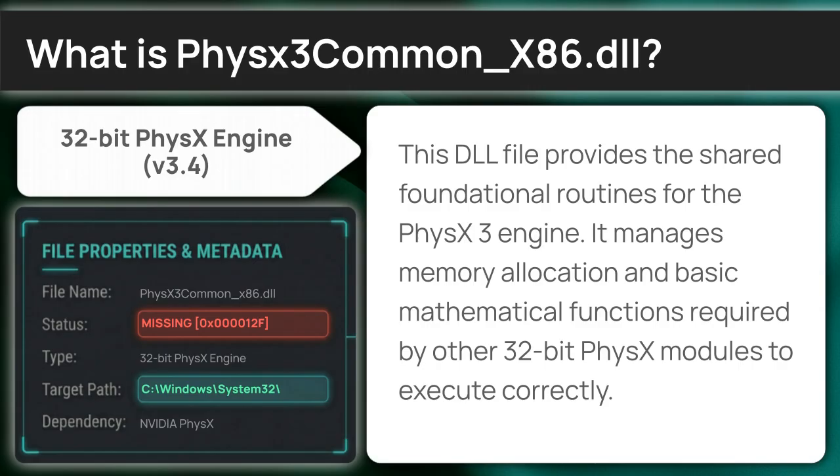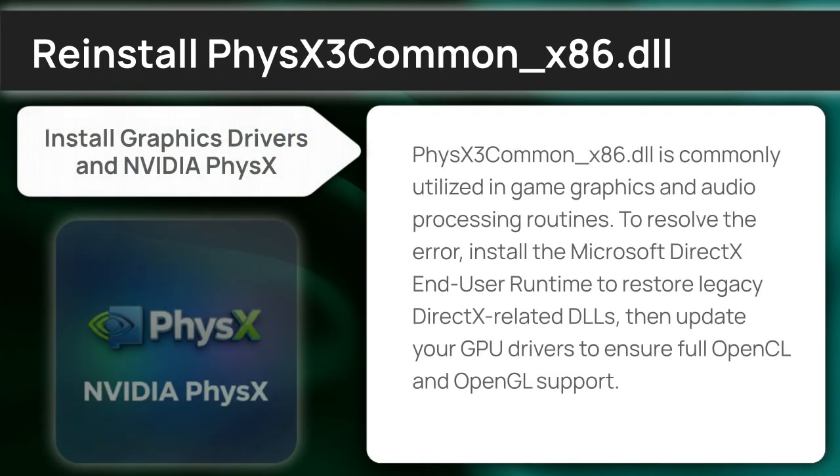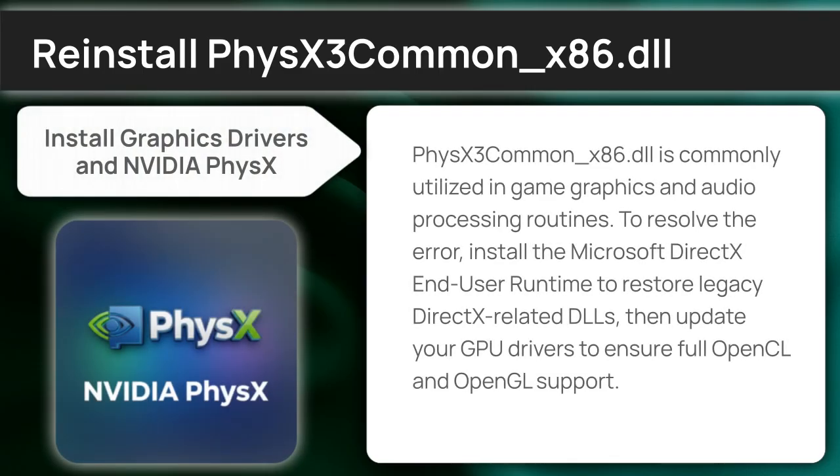Now that you have the context, let's move into the repair process with a fresh installation. When the PhysX 3 Common 86 DLL is reported as missing, it often points to a corrupted graphics stack. Reinstall the Microsoft DirectX end-user runtime to fix legacy DirectX components and ensure your GPU drivers are updated if the file is associated with CUDA, OpenCL, or OpenGL.